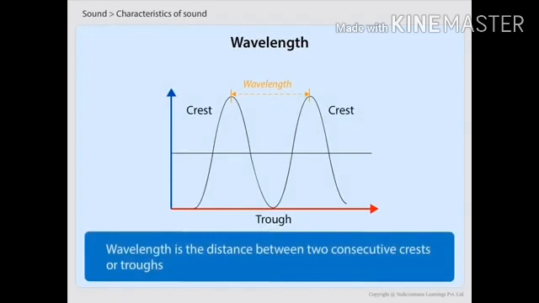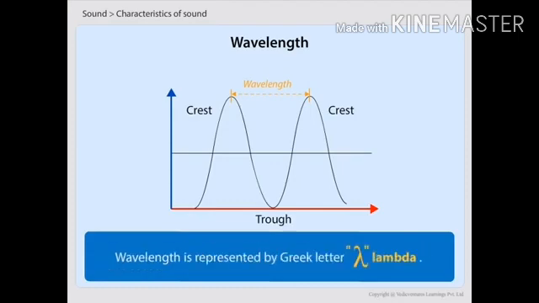What is wavelength? Wavelength is the distance between two consecutive crests or two consecutive troughs. Wavelength is represented by the Greek letter lambda. The SI unit for wavelength is meter.